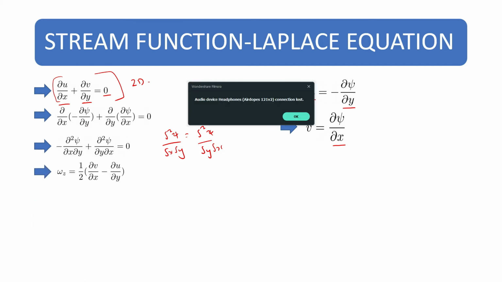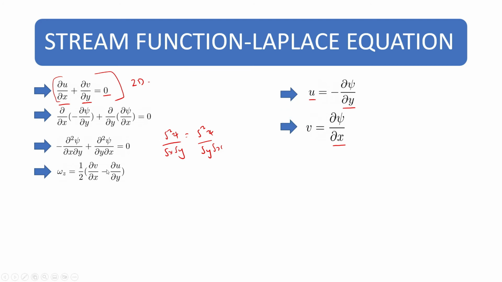So that means the existence of this stream function means that the continuity equation is obeyed. That means simple existence of stream function indicates a possible case of fluid flow.